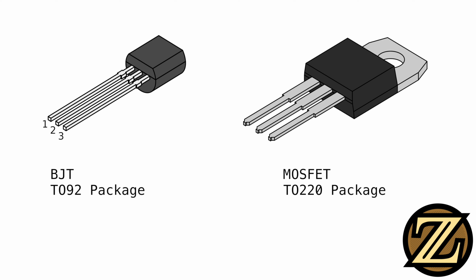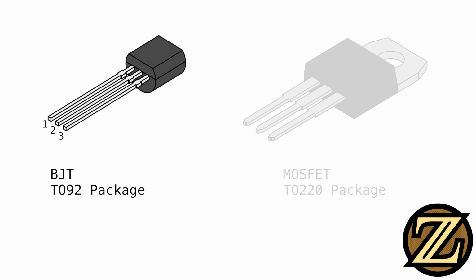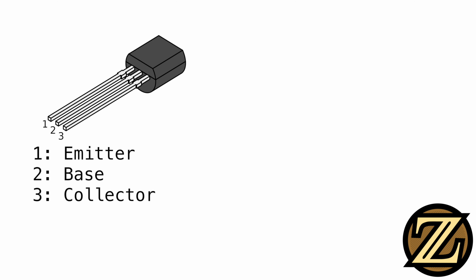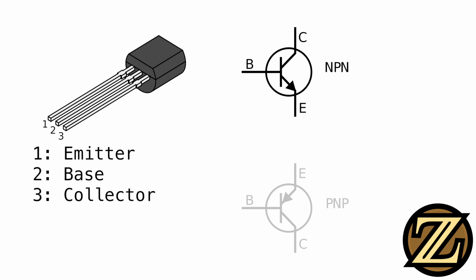First, we will talk about BJTs and feature them in the TO92 package. In this package, pin 1 is the emitter, pin 2 is the base, and pin 3 is the collector. There are two types of bipolar junction transistors, NPN and PNP. Note the direction of the arrow to differentiate the two transistors in the circuit symbol. An easy way to remember which is which is the phrase "not pointing in" for NPN.